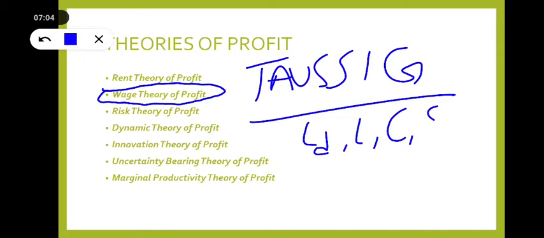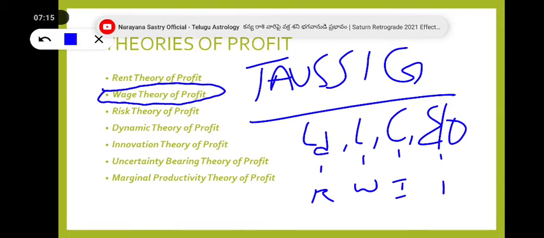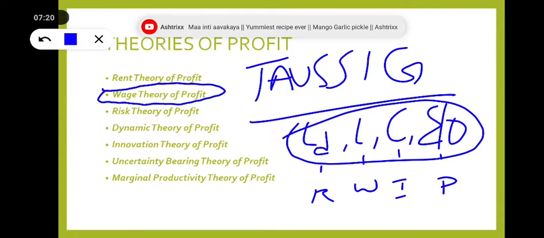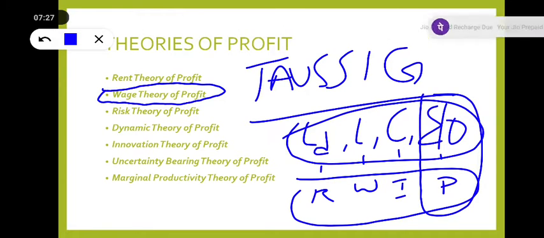Remember, if you observe the factors of production: land, labor, capital, and the entrepreneur or organization. For land, you will get rent. For labor, you'll get wages. For capital, you will get interest, and for the entrepreneur or organization, you will get profit. These are the factor incomes of production, and the factor income for entrepreneurship is profit. Therefore, Professor Taussig explained the same.